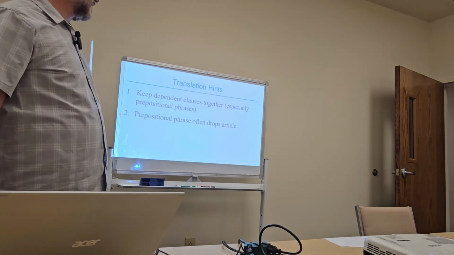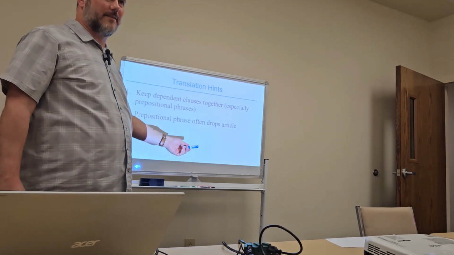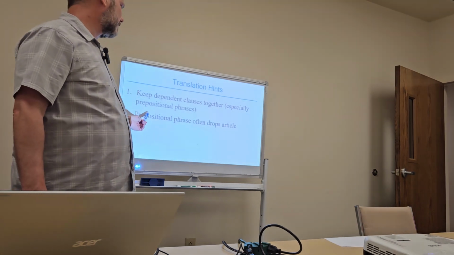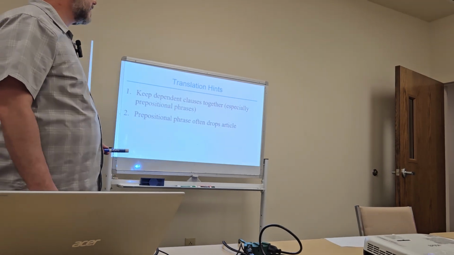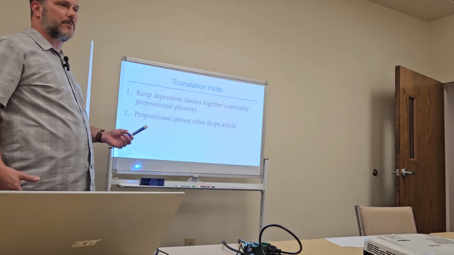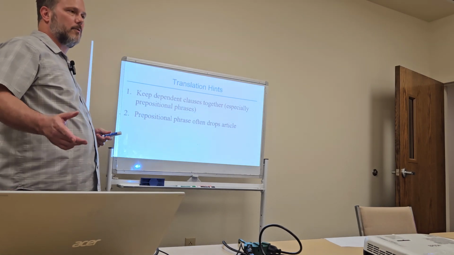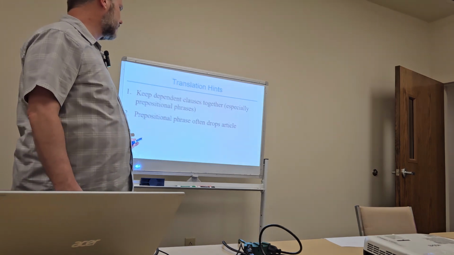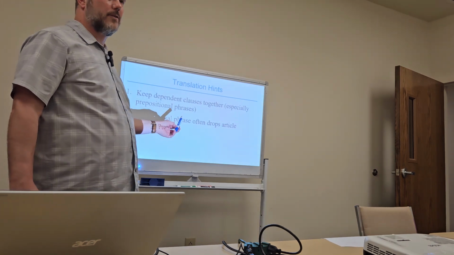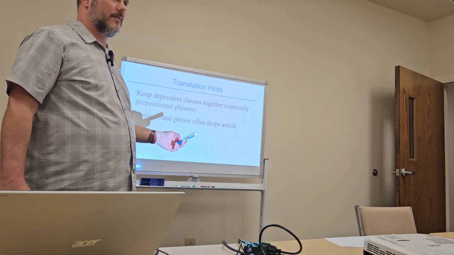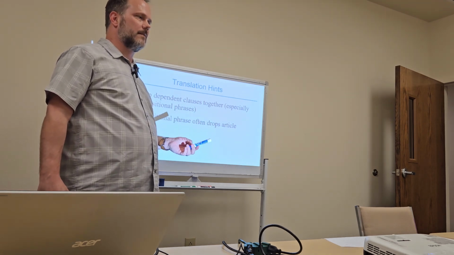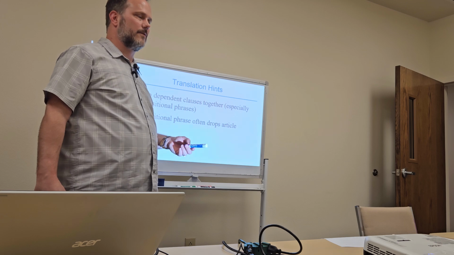So, little hints here. Keep dependent clauses together, as I've said, whenever you see hoti or hina. As for prepositional phrases, especially those with ek, apo, meta, translate those separately, keep them together, and prepositional phrases often drop the article. So we ran into that apotheo is not going to be of the God. It's just going to be away from God.